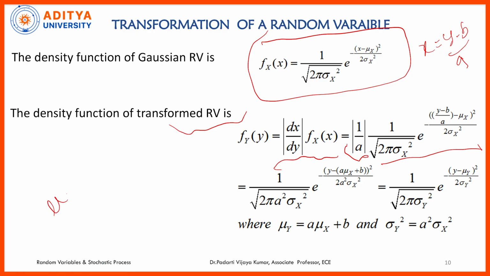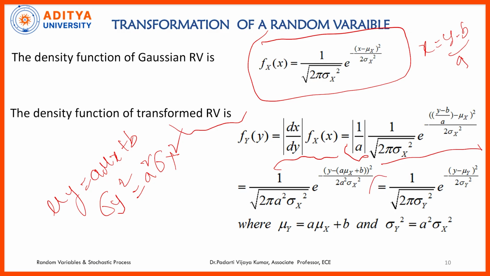Here we can assume mu y is equal to a mu x plus b and sigma y square is equal to a square into sigma x square. What happens? This function will reduce again to a Gaussian function. So, the linear transformation of a Gaussian random variable is going to produce another Gaussian random variable with a different mean and variance. They can be interrelated with the existing random variable's mean and variance like this.